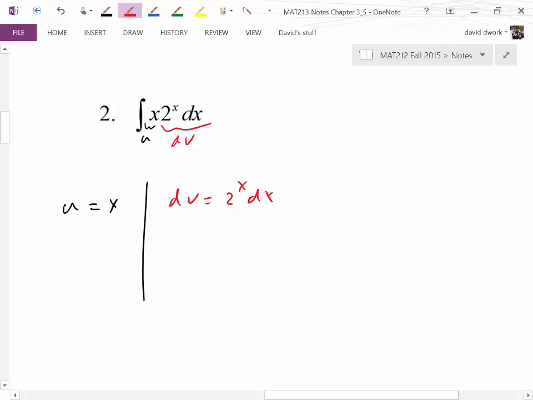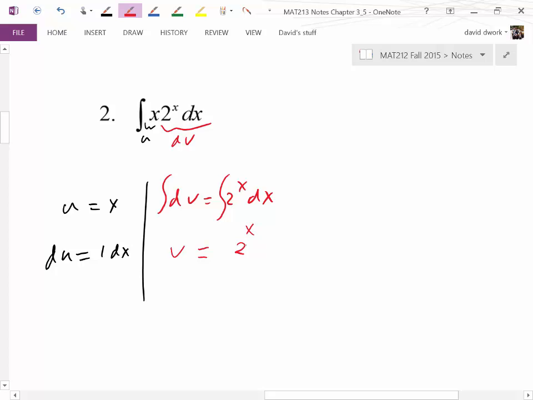There we are. Okay, so now we're going to integrate this side, and we're going to derive the other. So the derivative of u is du, derivative of x is 1 dx. Perfect. Okay, easy enough. And then for the other side, the integral of dv, well, that's just v. And then the integral of 2 to the x, well, that's the exponential function, so therefore that's the same thing. That's the rule we already know.